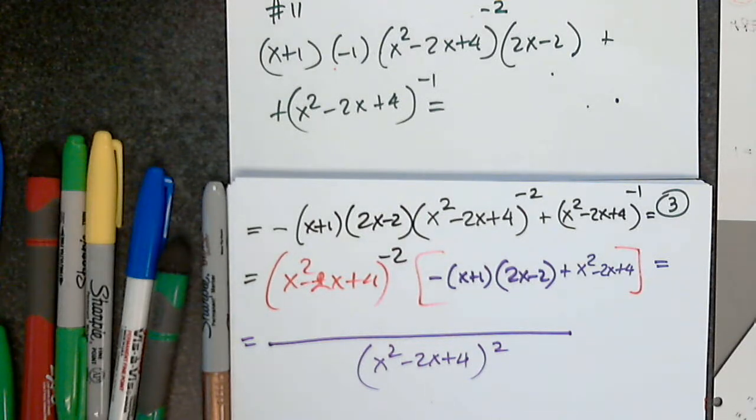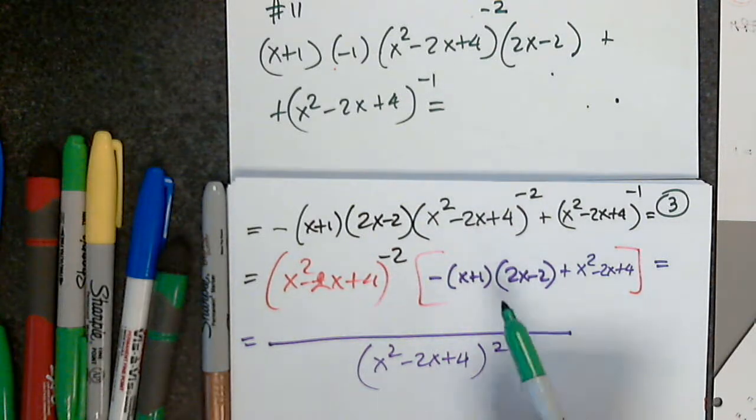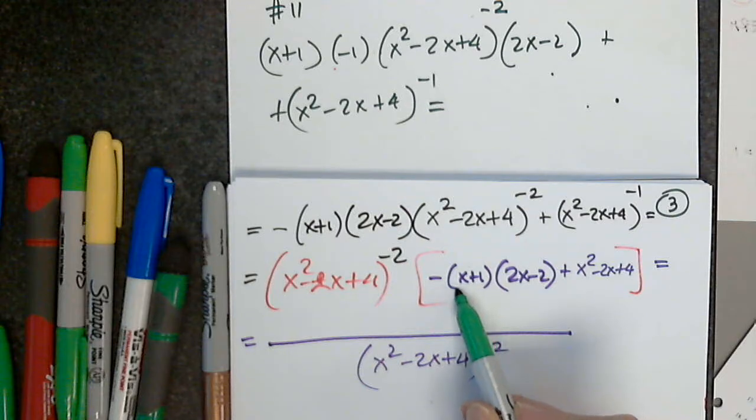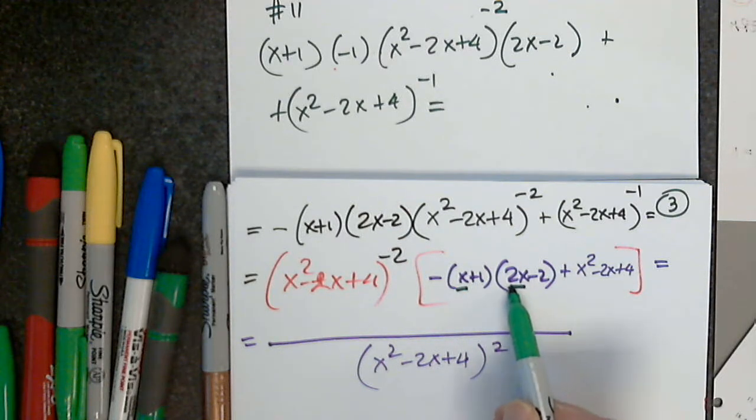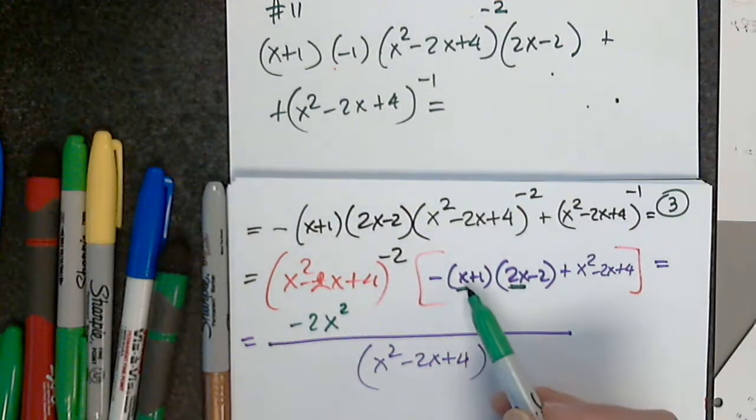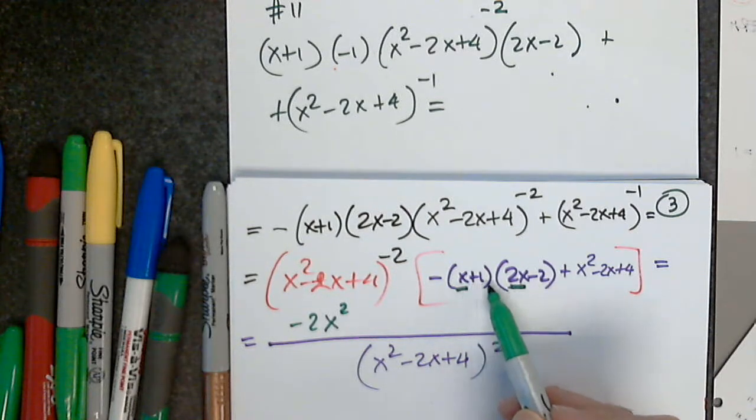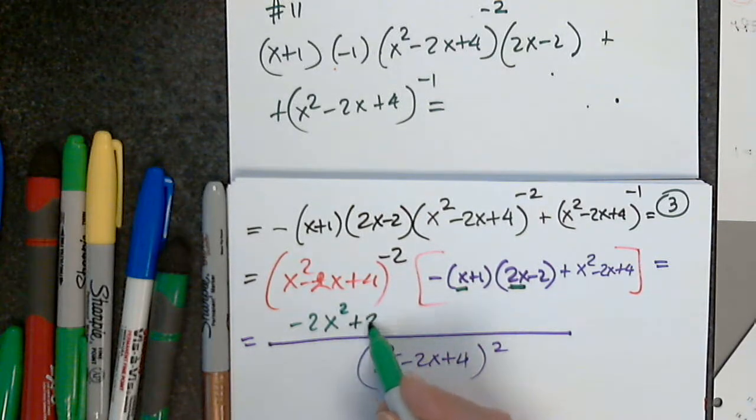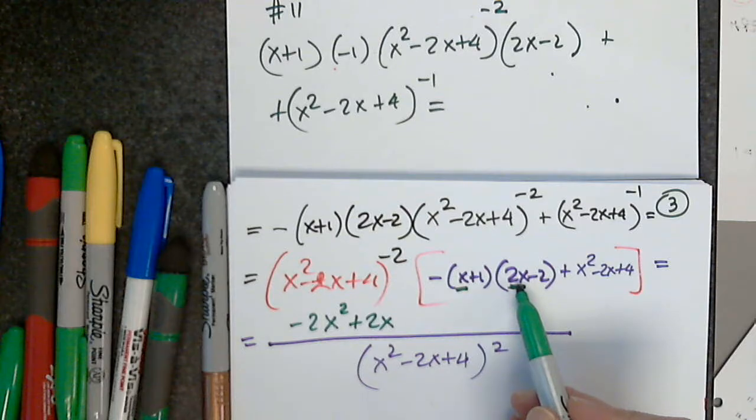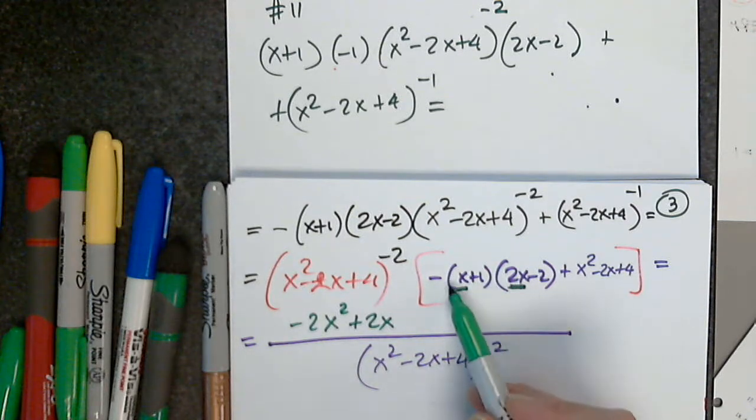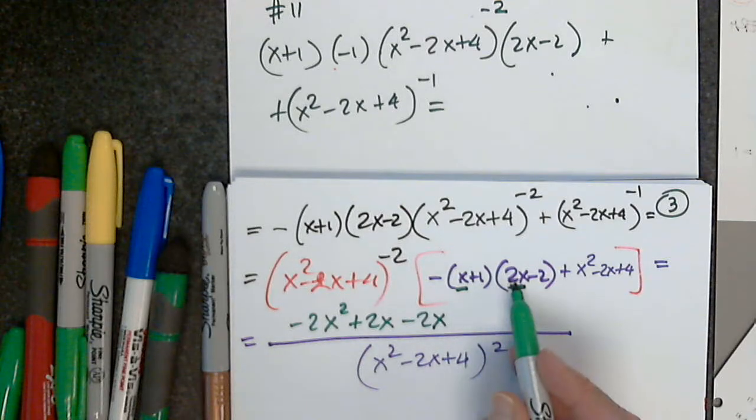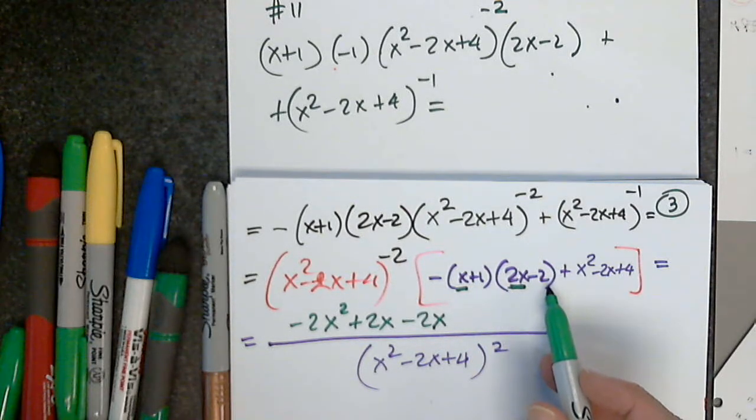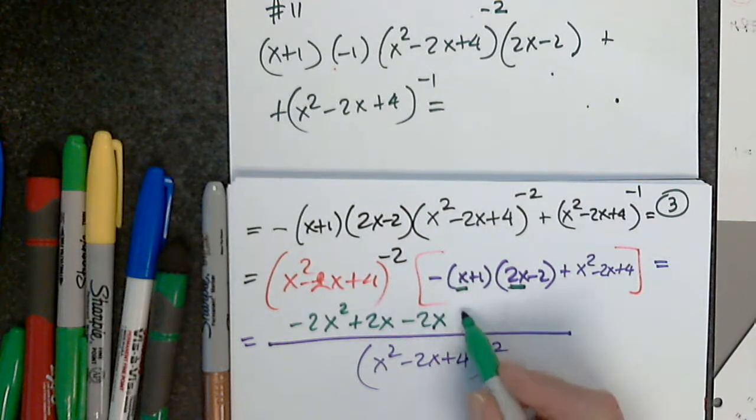Okay, Chris, you want to dictate the next step? X times 2x, how much? Negative, sorry. Negative 2x squared. Perfect. X times negative 2, so negative 2x, with minus in front. 1 times 2x. Negative 2, so minus 2. Sorry, 1 times 2x, and 1 times negative 2, with minus in front.